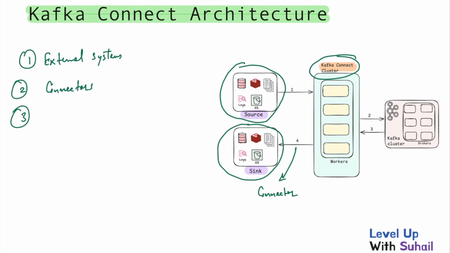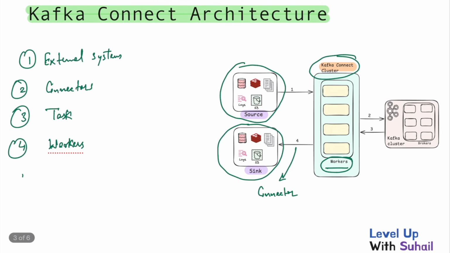For example, reading from the MySQL database, or reading from NoSQL MongoDB, reading from Redis, or reading from a file system or reading from S3. So this is a kind of task. So the third layer is the task. Tasks are created by the connector, and then there are workers who basically run the task. So if you see, the Kafka Connect cluster has workers who would run the tasks.